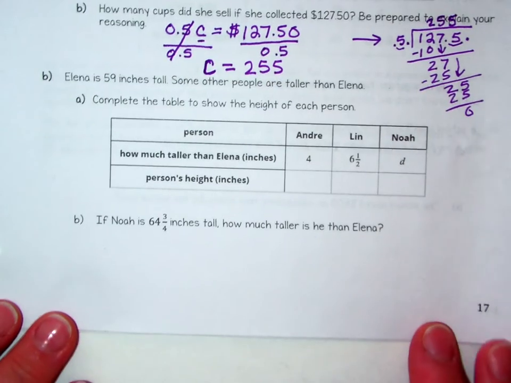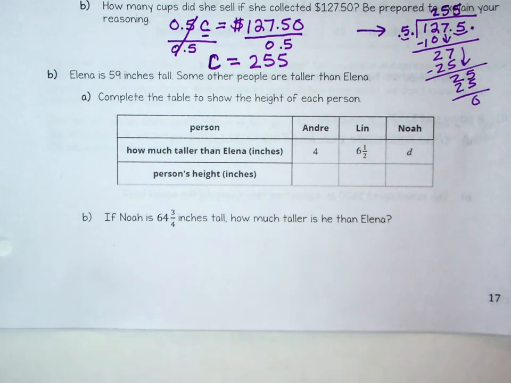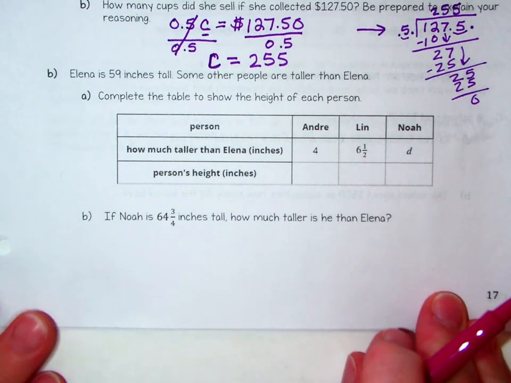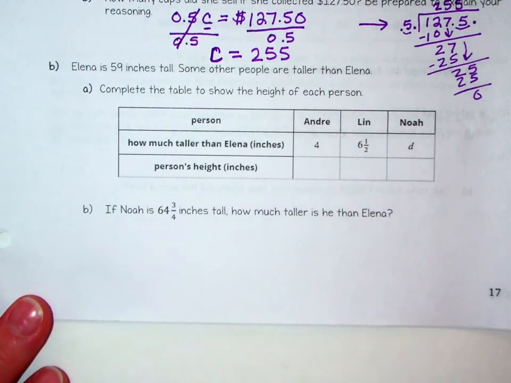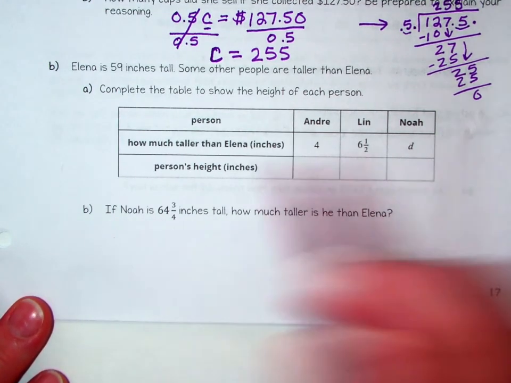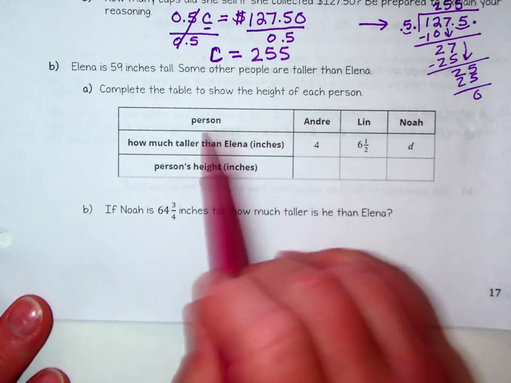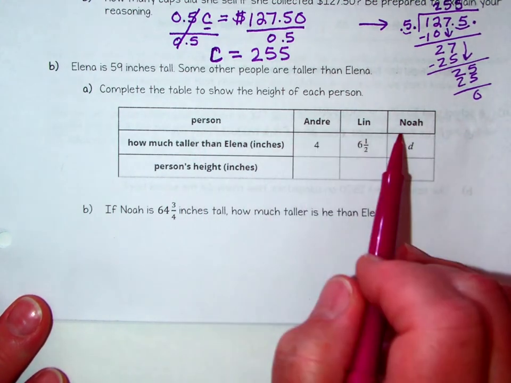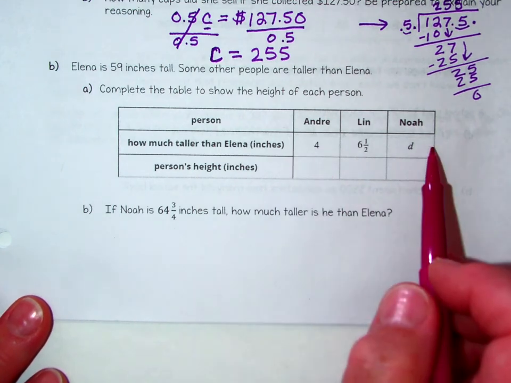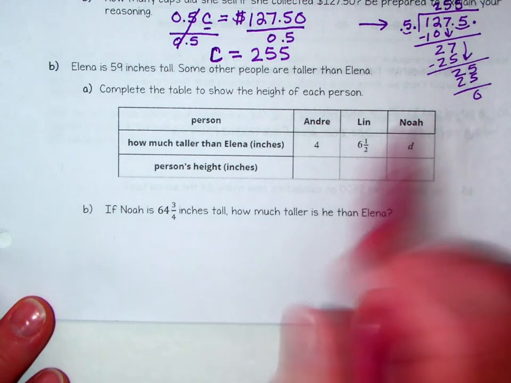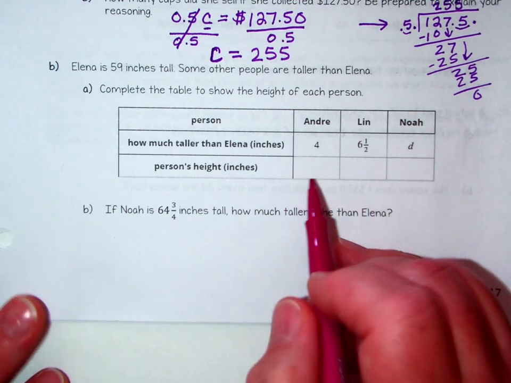So now we have our next scenario. And this one is height. Elena is 59 inches tall. Some other people are taller than Elena. Complete the table to show the height of each person. So we've got the first row is the name of the person. The second row is how much taller they are than Elena. And the third row is the person's height.